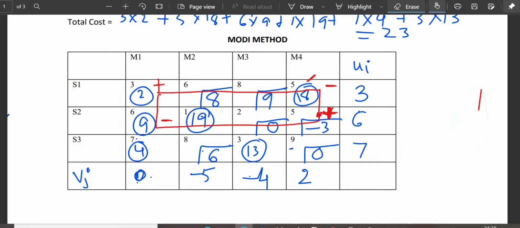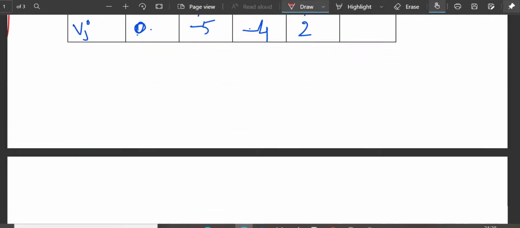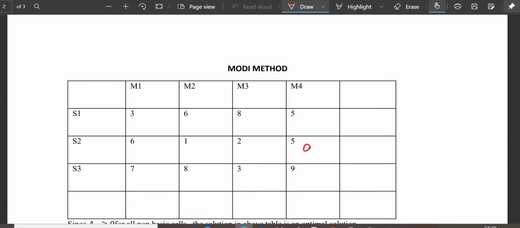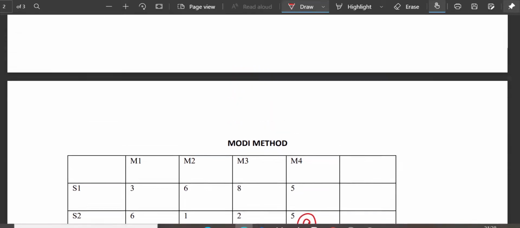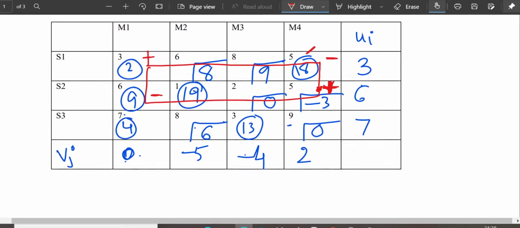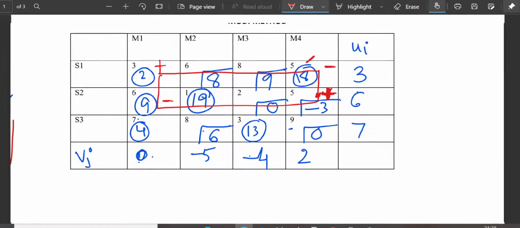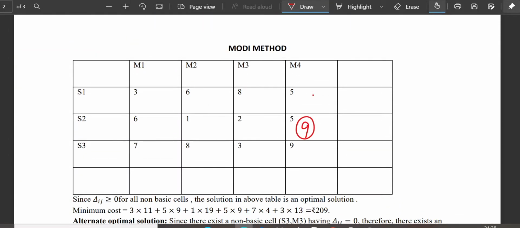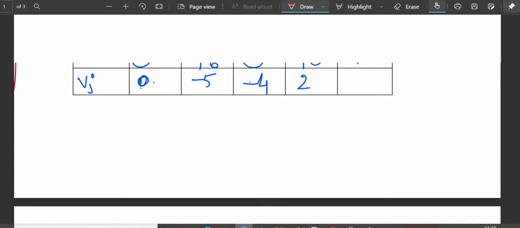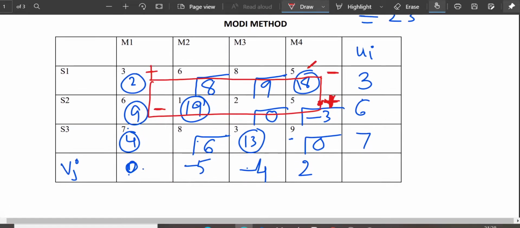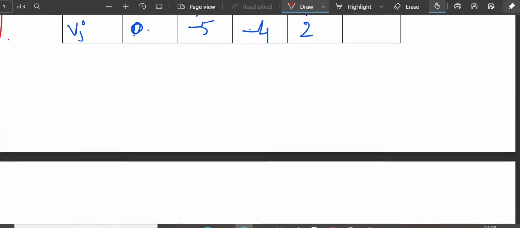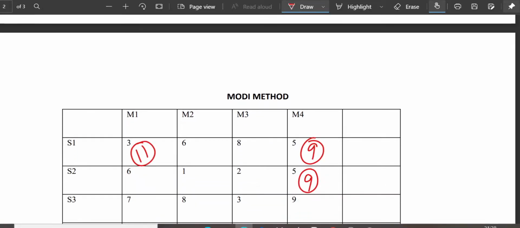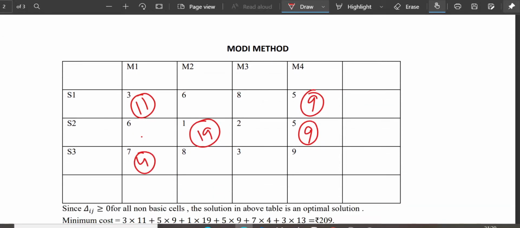So I will be writing these changes in the next table. Just see how I write. I have made my loop from here. So 9 will come here. Since I have 18 here, 18 minus 9, 9 here. I have 2 here, so 2 plus 9, 11. So I will be writing down 11 here. 9 will go from this place. 19 will remain at its own place. 4 will remain at its own place, and 13 will also remain at its own place.